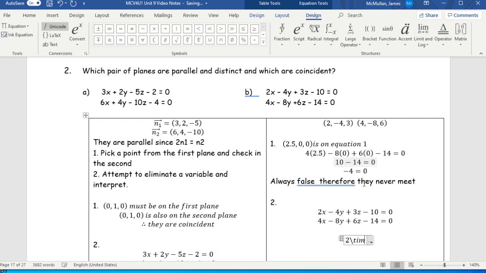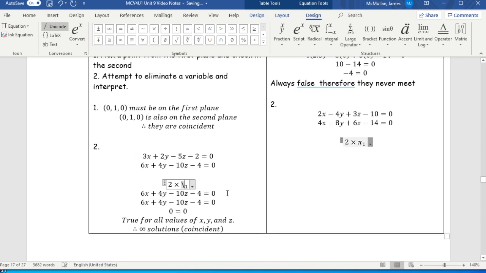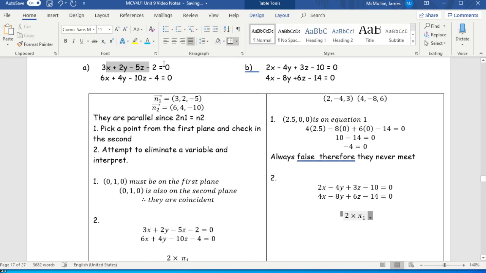Again, I'm going to do 2 times equation or plane 1, so pi 1. Usually a plane is indicated by pi, so I should change this from L to pi, because this is not a line. It's a plane, and usually we use L for line.